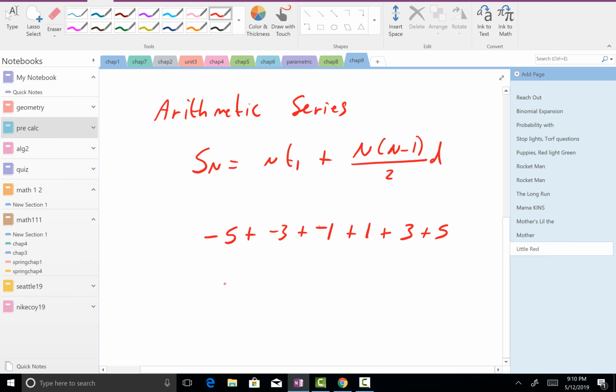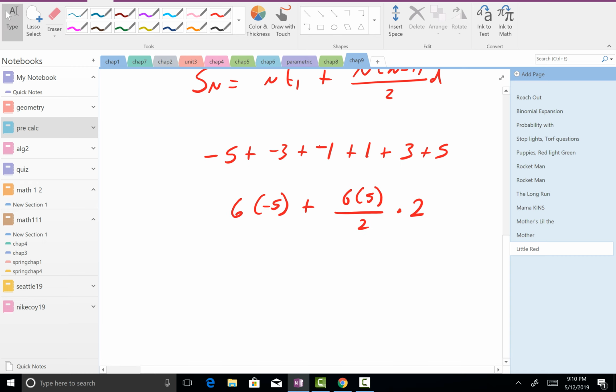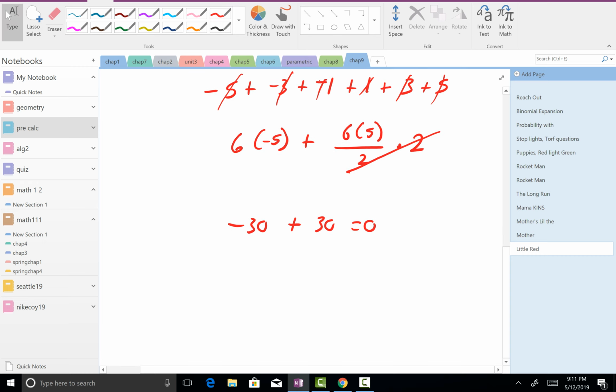So I'm going to go n is 1, 2, 3, 4, 5, 6 times negative 5 plus 6 times 5 divided by 2 times my difference, which is 2. So here I can cross that out. And look at that, okay? And it's not hard to see, right? But it is going to be 0, okay? So that's how we used it, all right?